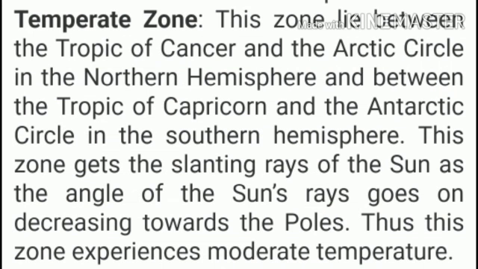Second is the temperate zone, as the word temperate means moderate. This zone lies between the Tropic of Cancer and Arctic Circle in the northern hemisphere and Tropic of Capricorn and Antarctic Circle in the southern hemisphere. This zone gets slanting rays of the sun. As the angle of the sun's rays goes on decreasing towards the pole, this zone experiences moderate temperature. That means neither too hot nor too cold, and that is why it is named as temperate zone.